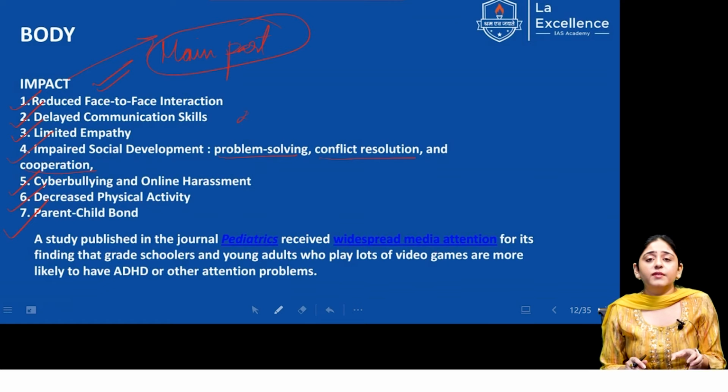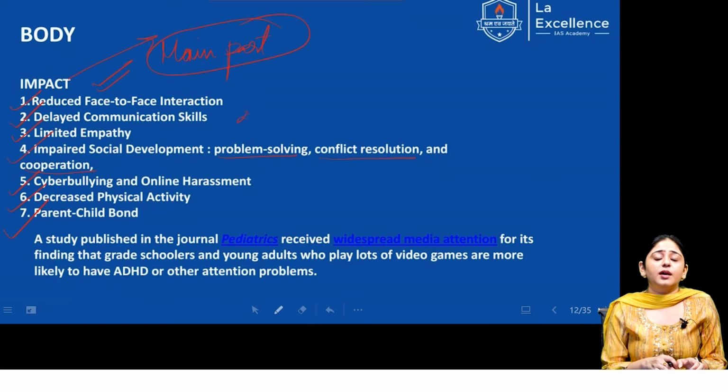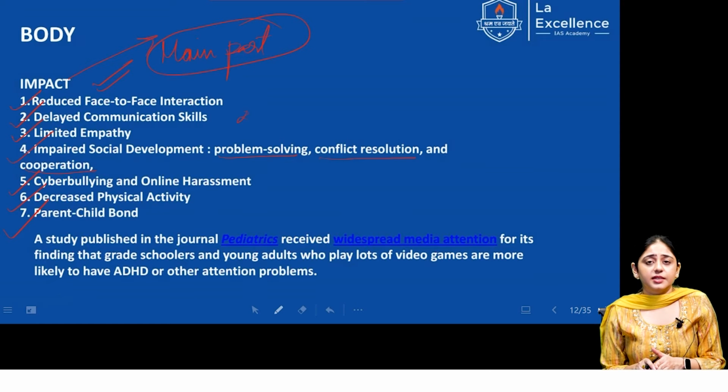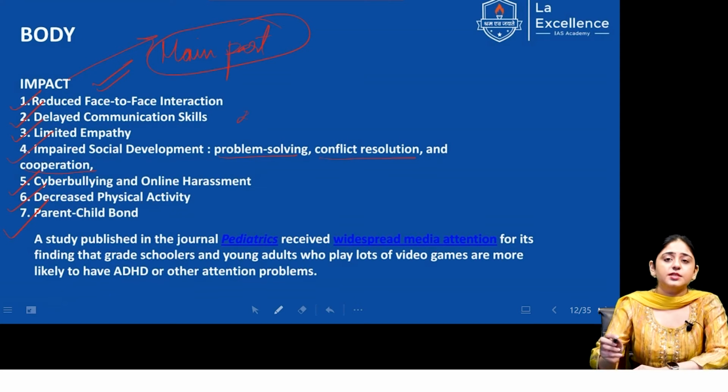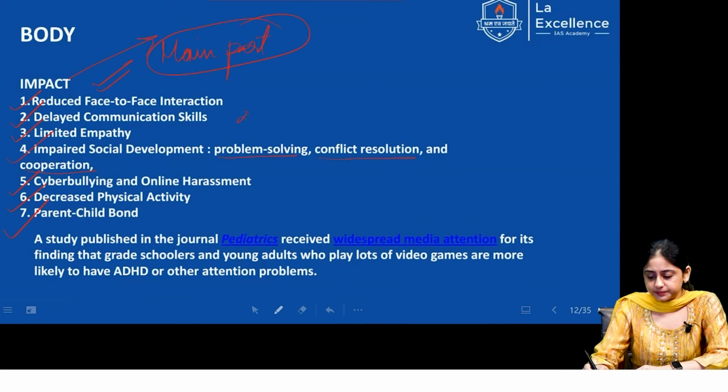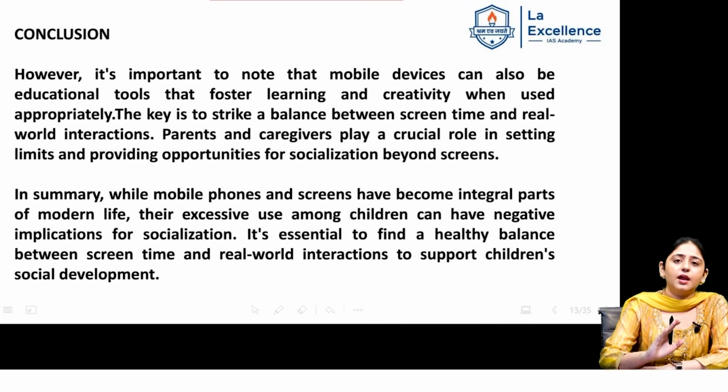So when that bond goes down, you will produce unstable adult personalities, right, with some mental disorders, because that bond was missing in the development age. That is very, very important, right? So this is the impact when your child's cuddling is being replaced by mobile phones, or you can say technology. Then lastly, how to conclude it?